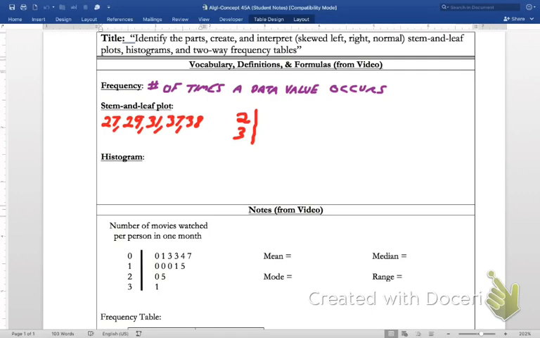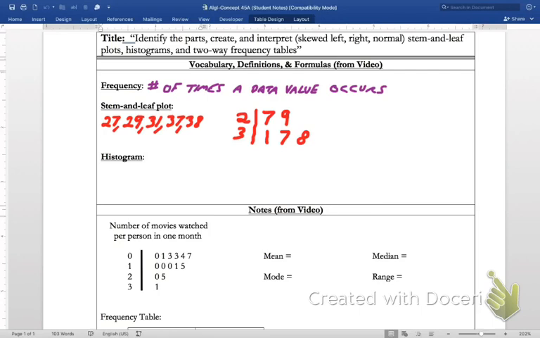Now I'm going to take that 7 and I'm going to put it next to the 2. So the 7 really means 27. And I'm going to do the same thing with the 9. So now that 9 really means 29. Now I'm going to do the same thing with the 30s. Notice everything's in order. So here's 31, a 1 for that. Here's 37. And here's 38. So from this showcase of the data, we can see that there are more numbers in the 30s than there are in the 20s.